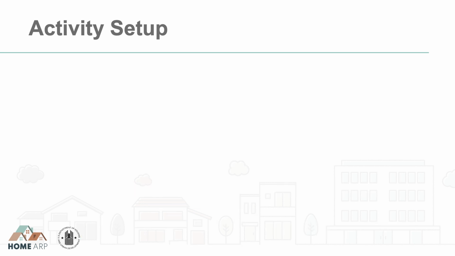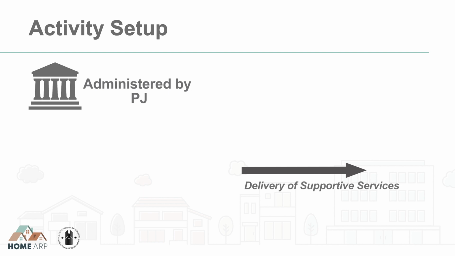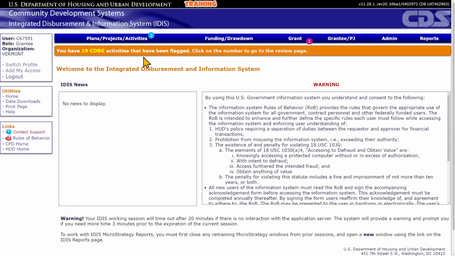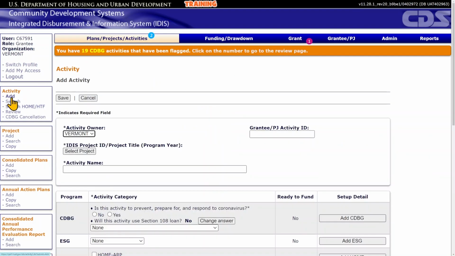As an example, if a PJ has decided to administer its own supportive services activity and plans to start delivering services tomorrow, it will set up its activity in IDIS today. To set up this activity, go to the Plans, Projects, Activities tab at the top of the screen and add a new activity under the left-hand activity menu.